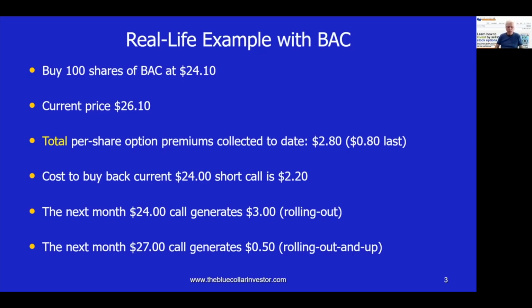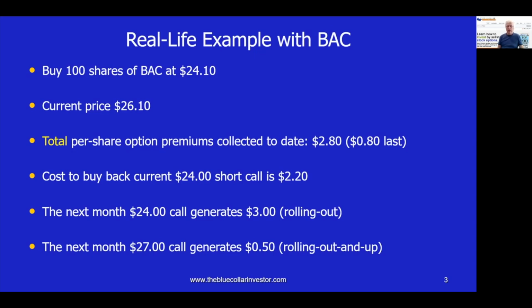So what do we do? Well, let's assume now that we're looking to roll that in the money strike price. If we had sold the 24 strike, the stock is currently at 26.10. We want to buy it back and roll the option. We could roll it out, or we could roll it out and up. Now, the cost to buy back that 24 short call is $2.20. $2.10 is intrinsic value, the amount that the 24 strike is lower than current market value, which is 26.10. That leaves 10 cents of time value that we're going to be spending to buy back that 24 short call.